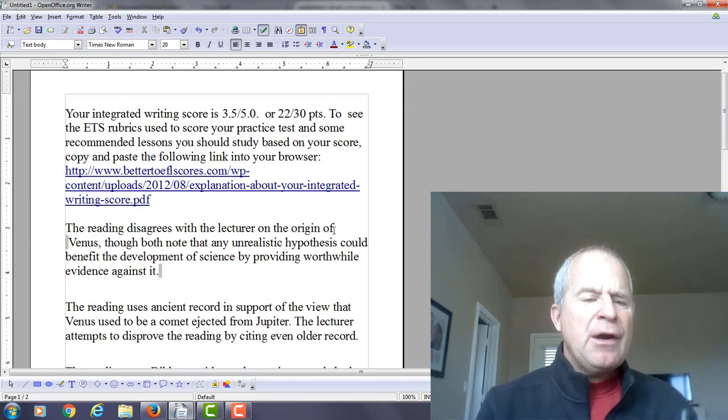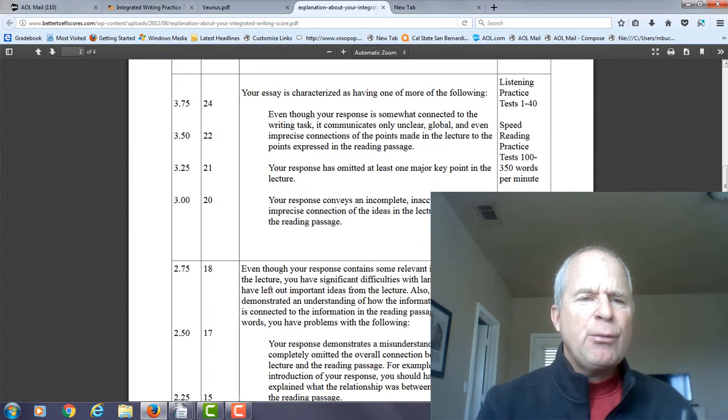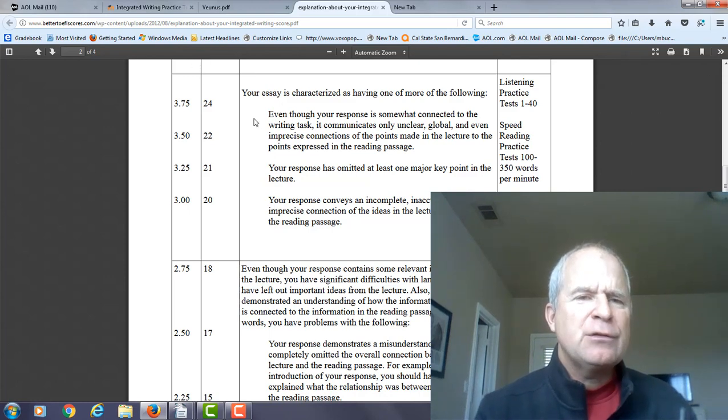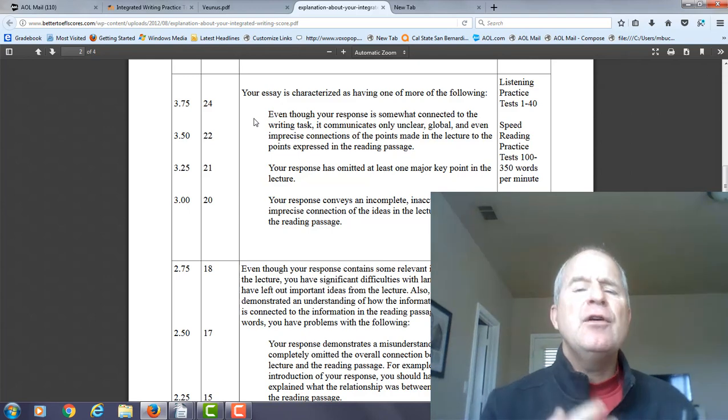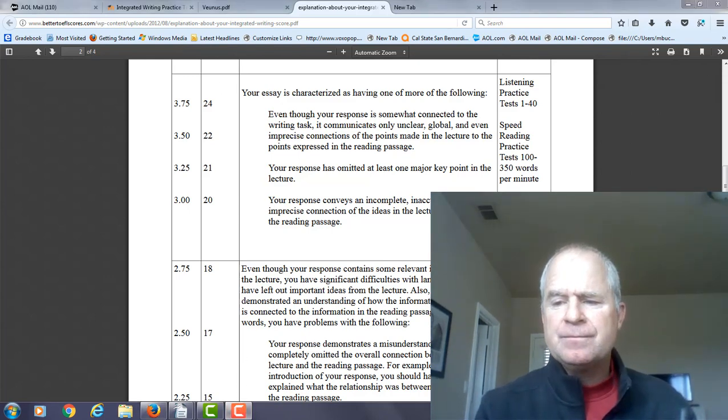Alright, so what do we do here? I'm looking over at the rubrics right now. So it says here 3.5 is where I'm putting you. It says your response is connected, but you communicate unclear, global, maybe imprecise connections of the points made in the lecture to the points expressed in the reading passage, right? So you need to make the connections a little bit clearer and a little bit more developed. That's really what you're trying to do here.